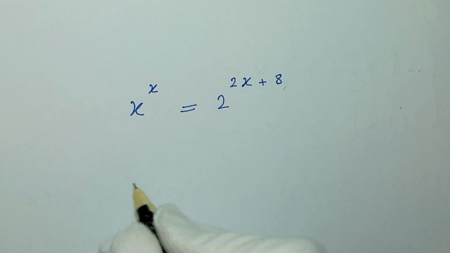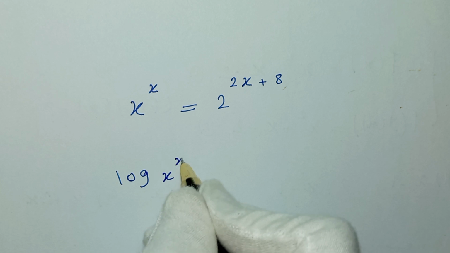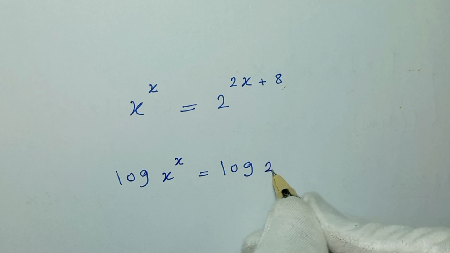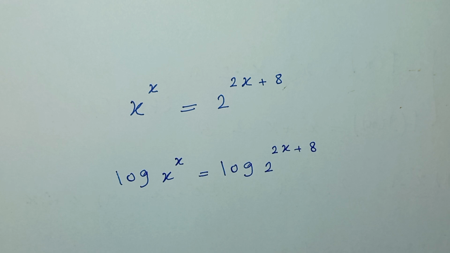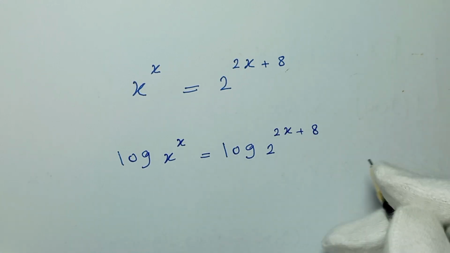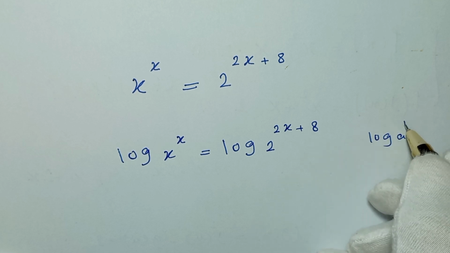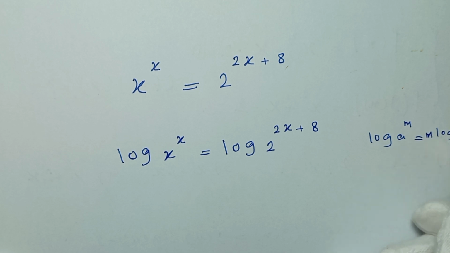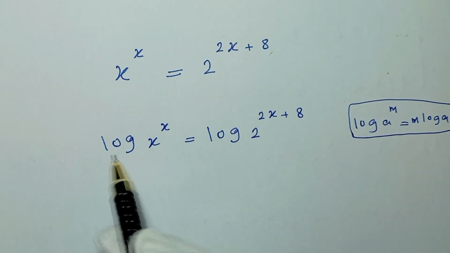So it will be log of x to the power of x is equal to log of 2 to the power of 2x plus 8. And if we have log of a to the power of m, it will be m times log of a.